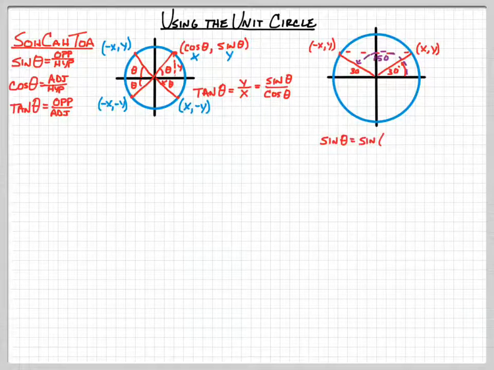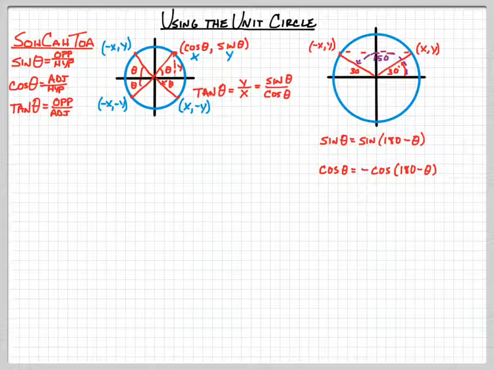So we can say that sine theta is equal to sine of 180 minus theta. Because if we look at this, 180 degrees is going to be a straight line. So we take the whole x-axis, we subtract out what theta is, 30 degrees, and we have our 150 degrees. And we can see that the sine values, the y values, are going to be the same. The cosine values, though, are going to be opposite. So it's going to be a negative value.